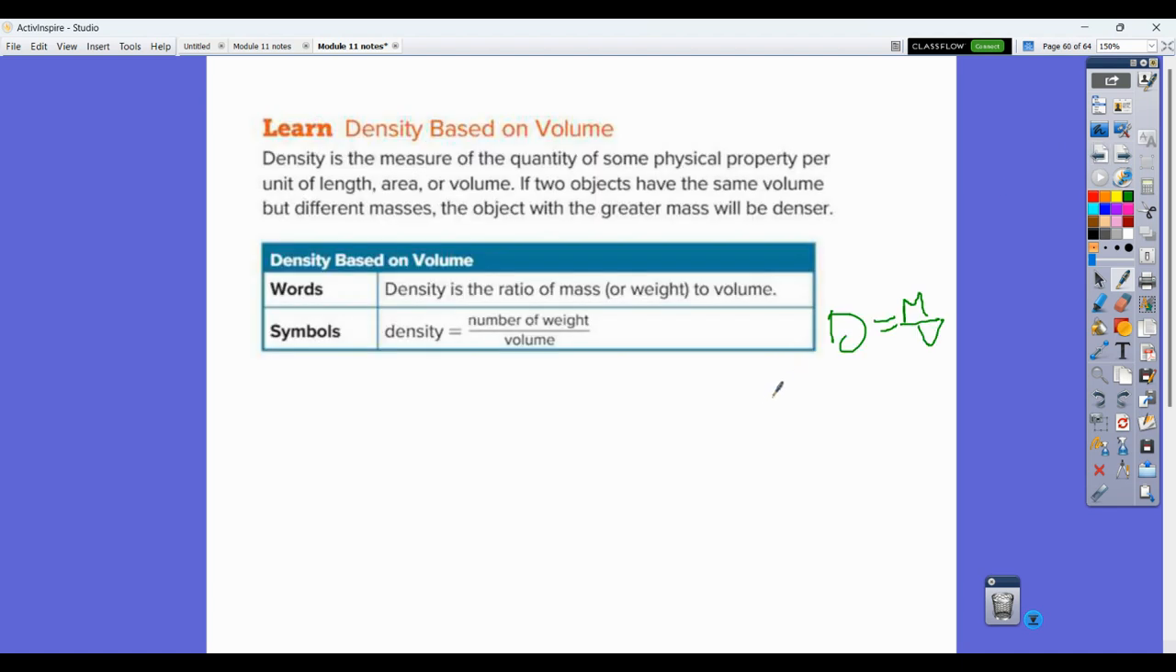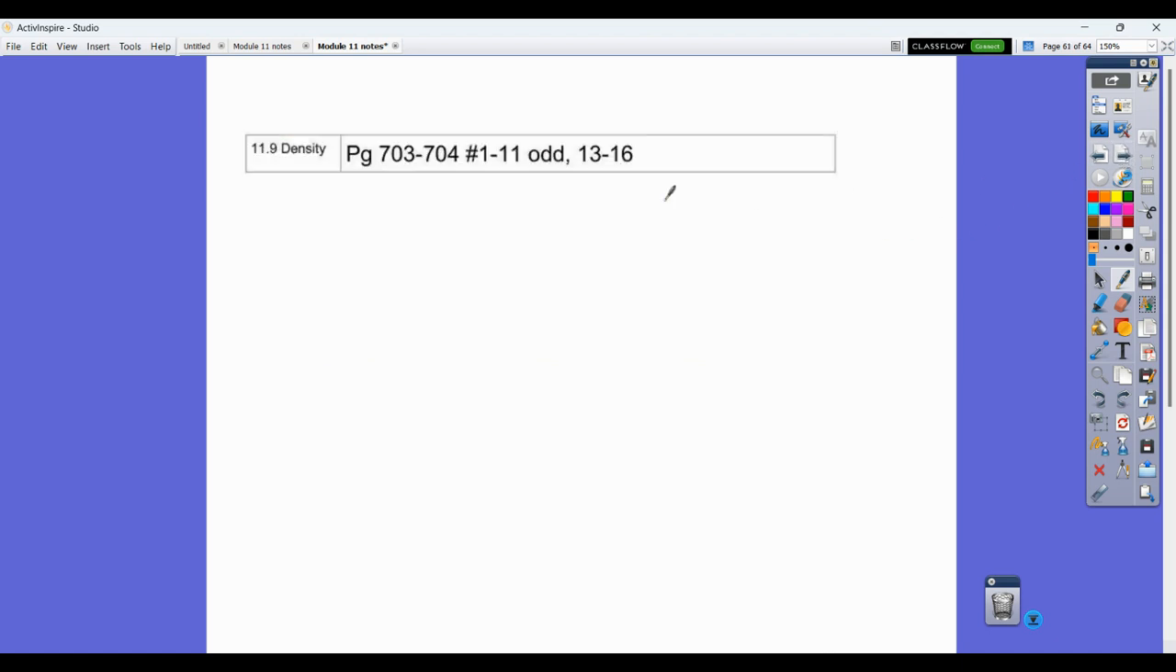Oh yeah, I didn't put an example problem in here because you've done enough of these, but there are some examples in the book if you wanted to look at them to do those. Okay, so you have 1 through 11 odd and 13 through 16.